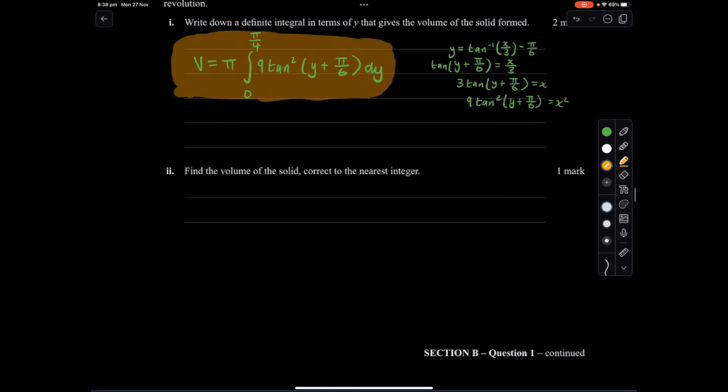Let's write that down. So pretty much 67 units cubed. That's your answer for that one. Nice and easy.